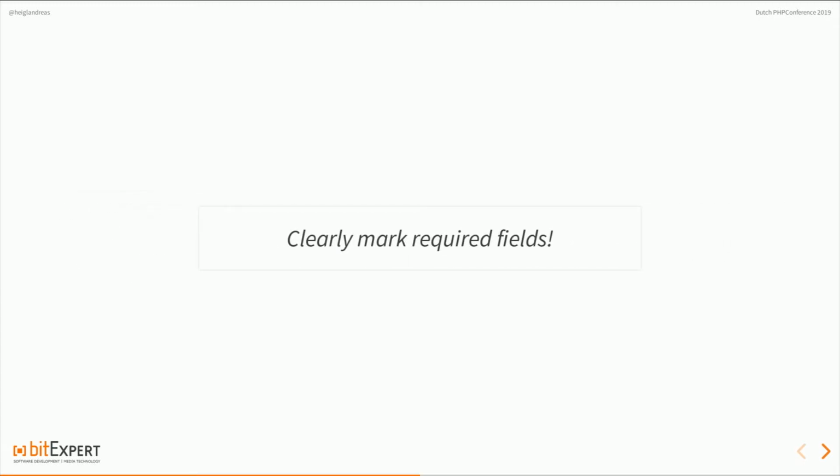And please clearly mark required fields. I have seen that far too often, that you have a nice form, but you don't know which fields you have to fill in. Whether you mark the required fields or whether you mark the optional fields is up to you. But tell me which fields need to be filled in and which fields are optional.